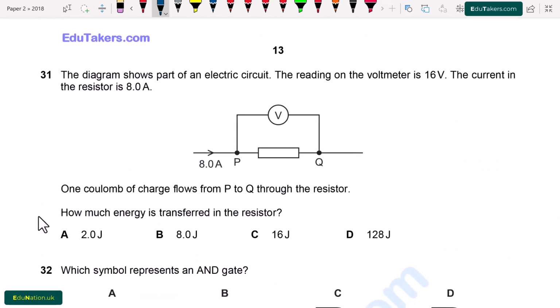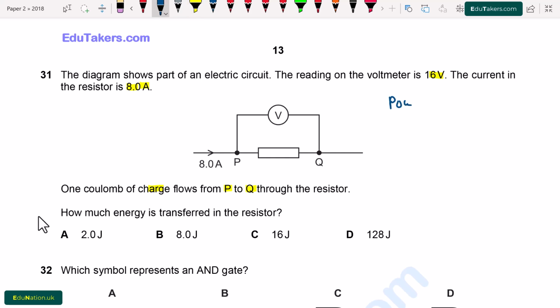Question number 31. The diagram shows a part of the electric circuit. The reading on the voltmeter is 16 volt. The current in the resistor is 8.0 ampere. 1 coulomb of the charge flows from point P to Q through the resistor. How much energy is transferred in the resistor? So here we have to find out energy.